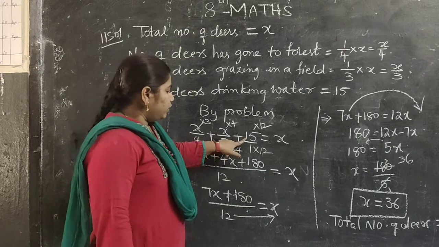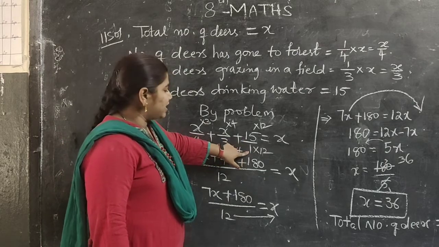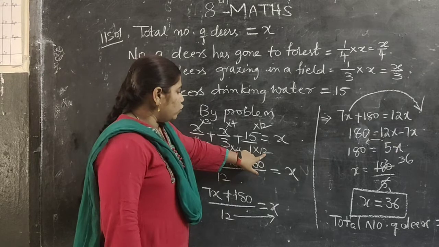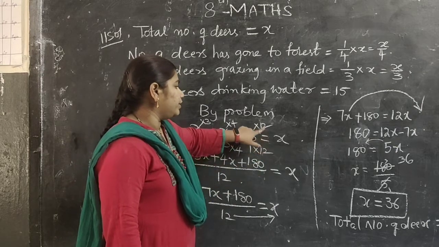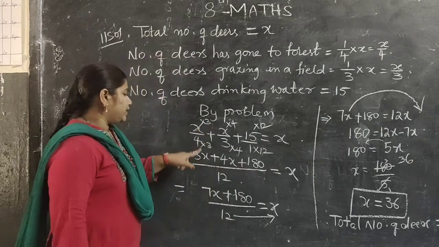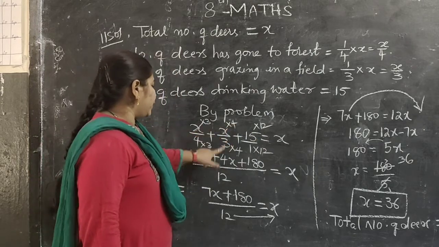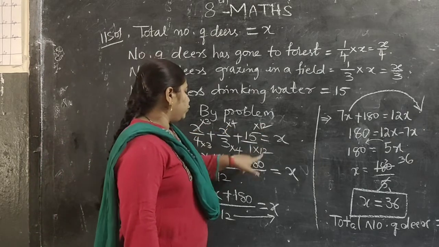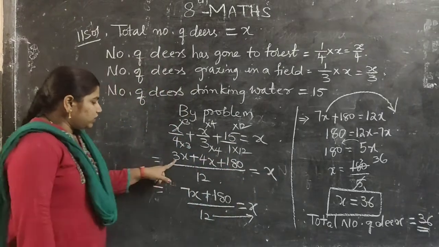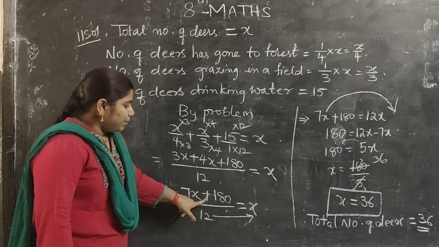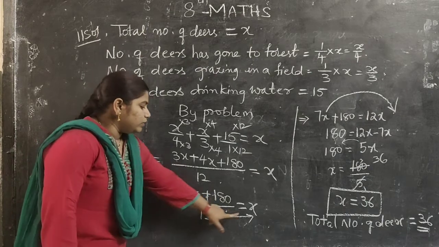For 15, we don't have any denominator, so that means it is 1. So for 1, how much will you multiply to get 12? That is 12 times. 12 I am multiplying in numerator and denominator. So 3 into x is 3x, plus 4 into x is 4x, plus 15 into 12 is 180, is equal to x divided by 12 here. So 3x plus 4x is 7x, plus 180 by 12 is equal to x.